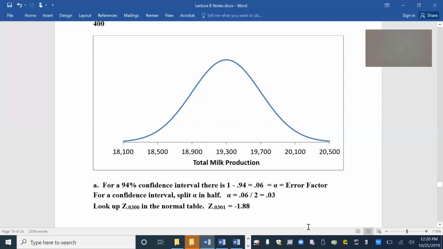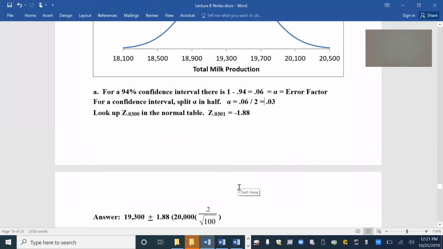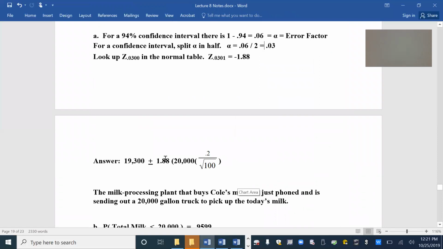We need to look up the 3 percentile. I head to my tables, find me the 3 percentile. 0.03. Oh, I'm getting warm. I'm red hot. Too far, right? Go back. Close can I get to 3? Hey, there's a winner. Minus 1.88 steps. Take me to the 3 percentile. So my answer is 19,300 plus or minus 1.88 steps, times my step size, which is 400.